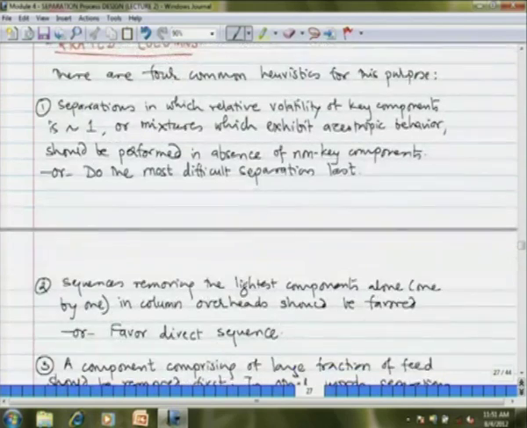First, separation in which the relative volatility of key components is close to 1, or the mixture which exhibits azeotropic behavior, should be performed in the absence of non-key components. As I just mentioned, whenever you are splitting this close boiling mixture, try to have as little contamination from other things as possible. That means you keep it as the last separation, or do the most difficult separation last.